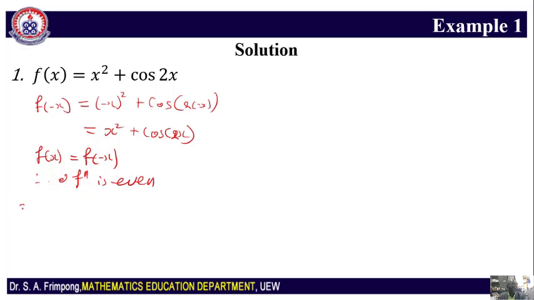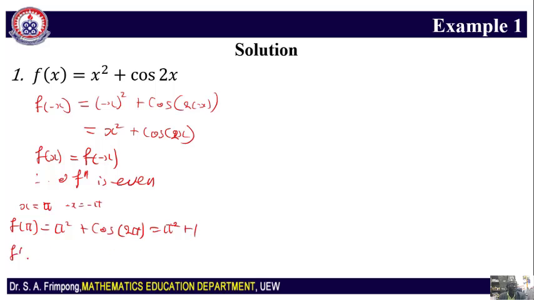Let me use another way to show you this. Let's say I let my x equal pi. That means my negative x is equal to negative pi. So I'm going to look for f of pi. If you put pi here, you get pi squared plus cosine of 2 pi. And you know cos 2 pi is positive 1, because you start from the top and go round and end at the top. So that's going to give us pi squared plus 1.